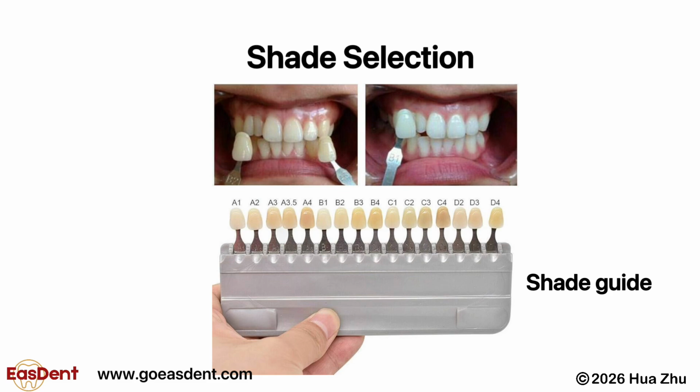Inform the patient that the denture teeth offer fewer shade options than natural teeth, and an exact match, especially to a single central maxillary incisor, may not be possible. Many patients prefer choosing a slightly lighter shade, anticipating future tooth whitening.